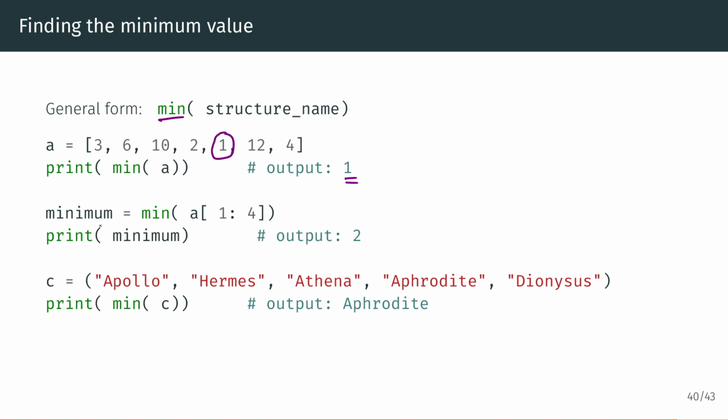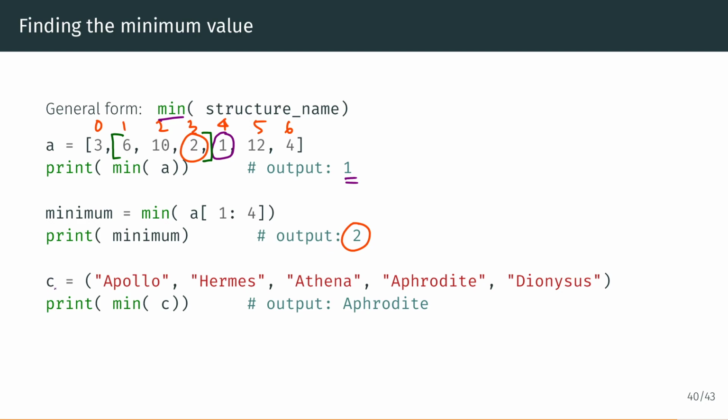Similarly, you can also find the minimum value in a sublist. So in this example, we find the minimum value in the sublist 1 through 4. Remember, the indices are 0, 1, 2, 3, 4, 5, 6. And the sublist 1 through 4 would start from here and end before 4. So that's your sublist 6, 10, and 2. And obviously the minimum is 2. That's your minimum, and that's what it outputs, 2.